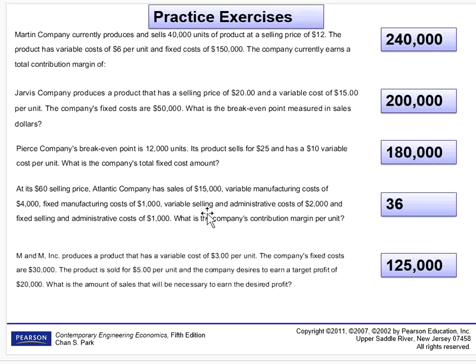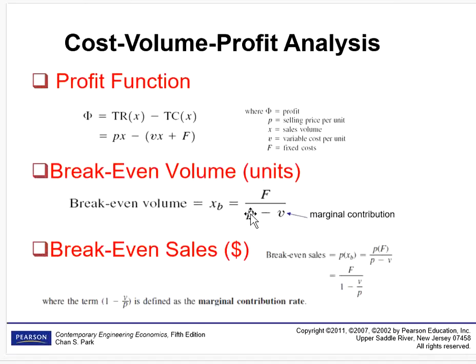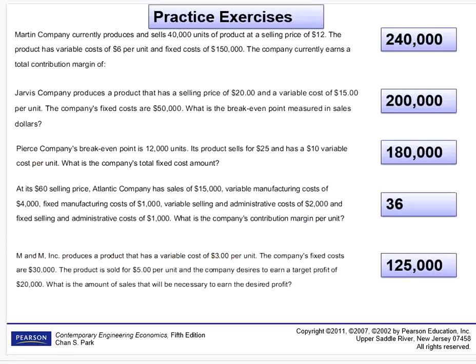Yes, can you solve it? So what we have here, 60 selling price, and total sales. Now the question here is, what is the contribution margin per unit? If you know this one, P minus V. If you know P and if you know V, simply P minus V is the contribution margin per unit. This is a very simple way. From this information, we can look at it.